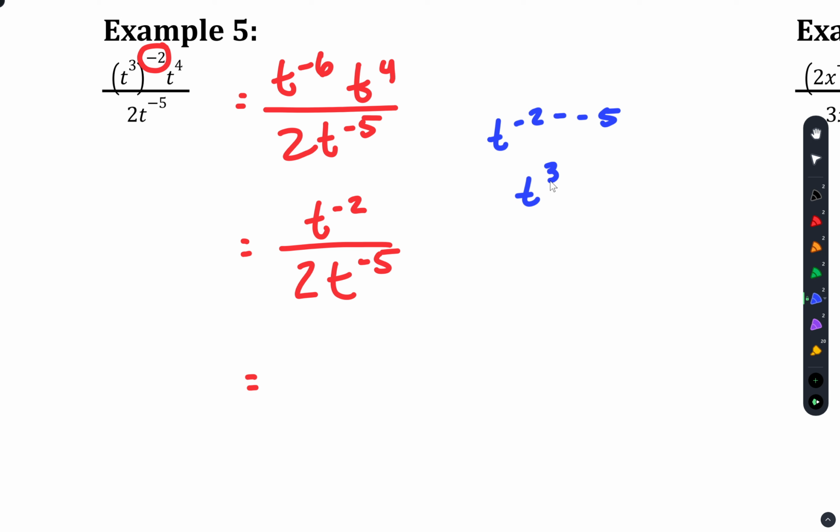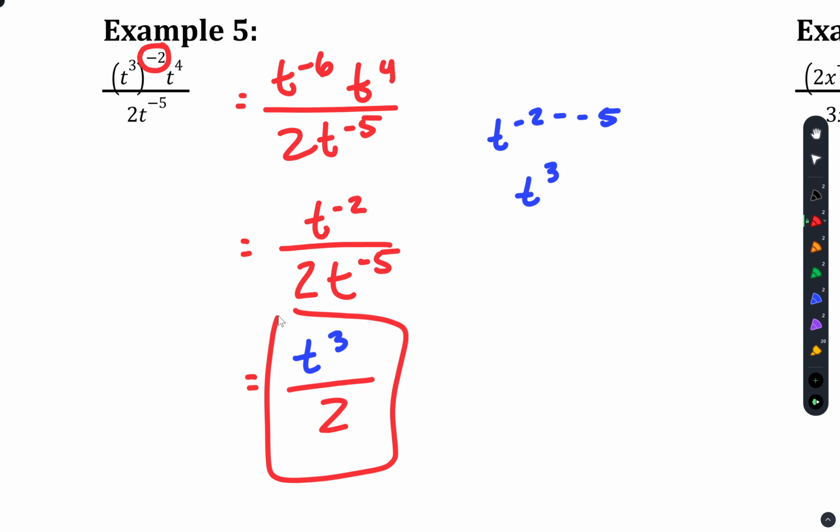Is that going to end up in the top or the bottom of my fraction? The top, because there's more t's in the top. Negative 2 is bigger than negative 5. So this should be t to the 3rd over 2. Done. Beautiful. One more.